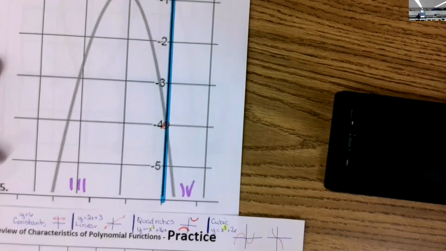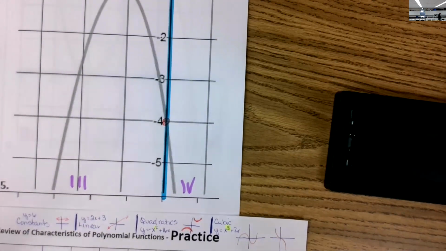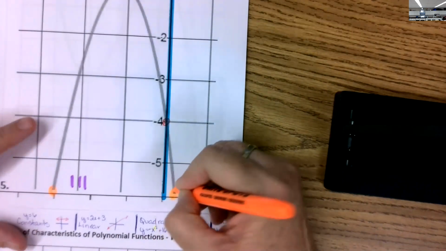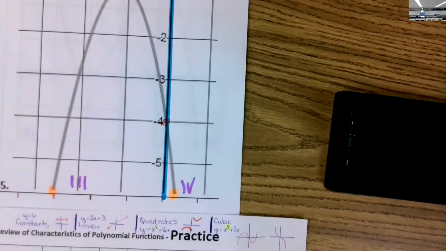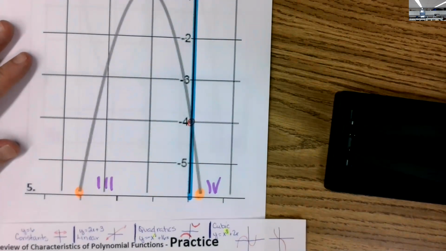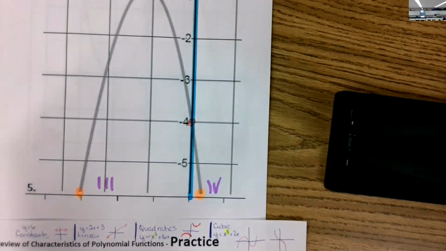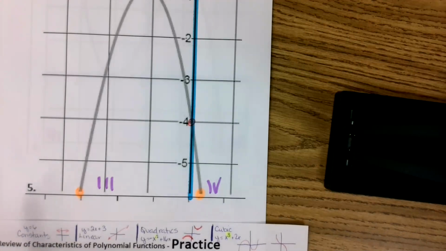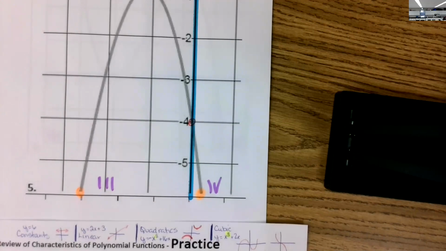All right, let's give this a shot. So this is graph number 5. And if I'm reading from this direction, Jose, which quadrant does it start in? Four. Okay, we got to read this way. That's 3 and 5 there. 3 and 4.